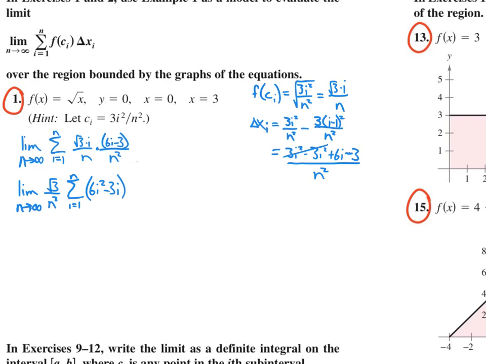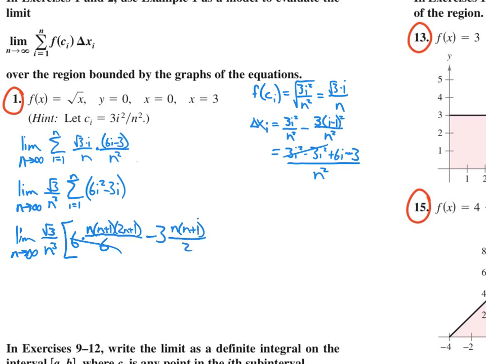So now, we can do this. We've got the limit as n approaches infinity of root 3 over n cubed times 6 times the formula for i squared. So that's n times n plus 1 times 2n plus 1 over 6, which is kind of nice because the 6's are going to cancel here, minus 3 times the sum of the i's. Well, that's n times n plus 1 over 2. Okay?